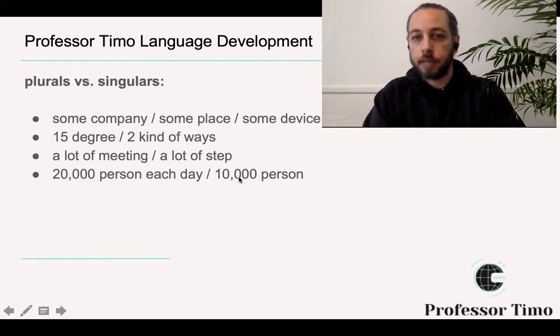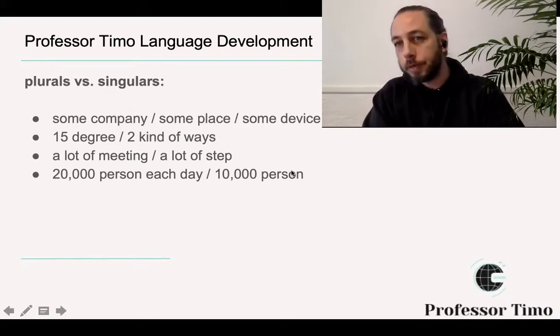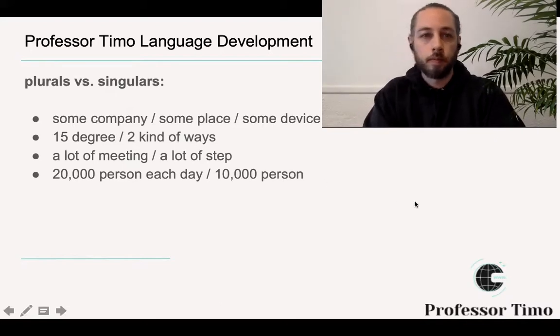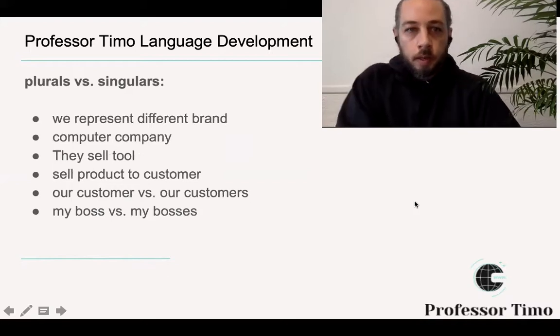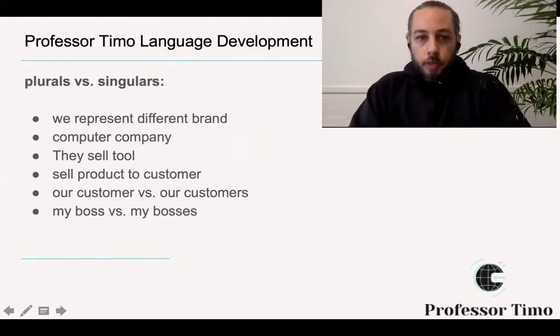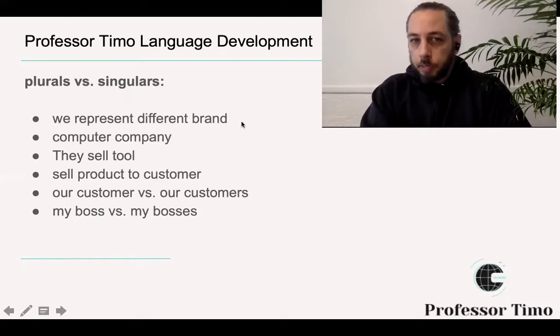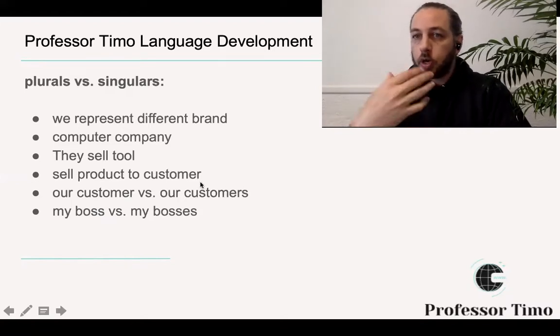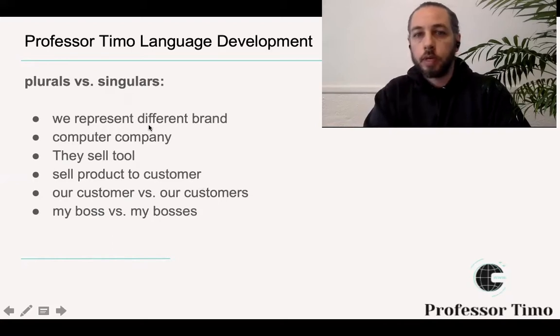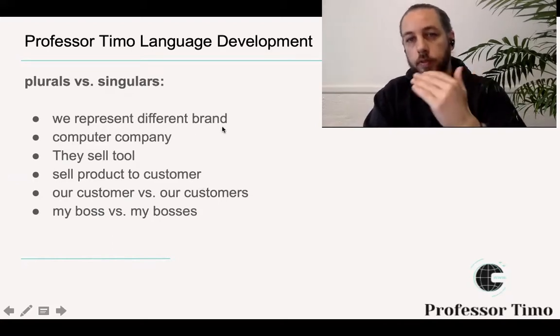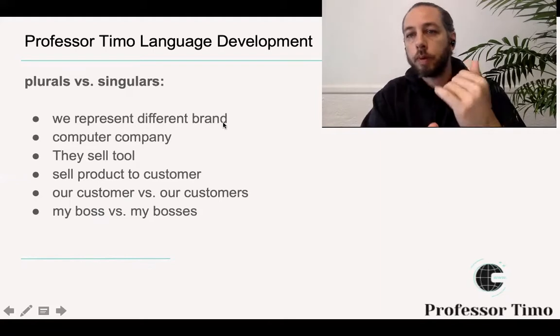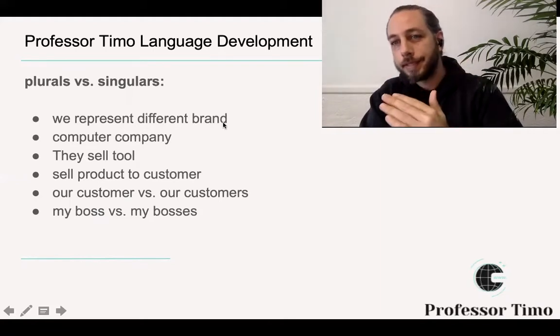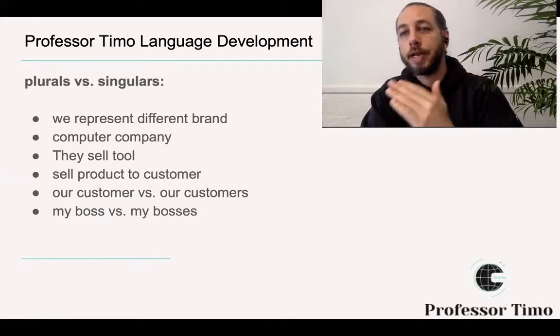Same thing with 10,000, we'll have 10,000 people. Okay, here are a few other examples, and remember, the examples I'm showing you are the mistakes, and together we're working on the correct form. So here you've got different, so that's going to be plural. We represent different brands.